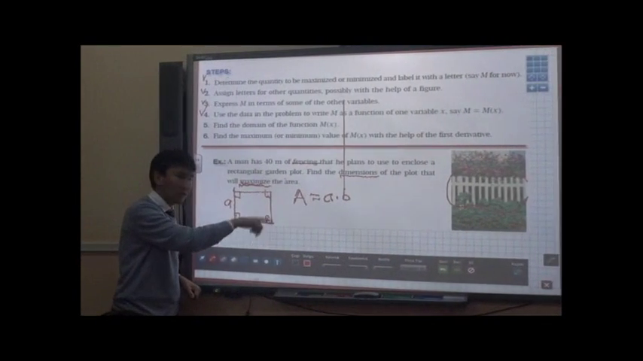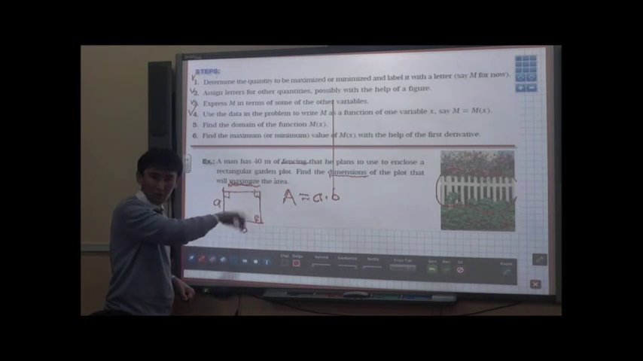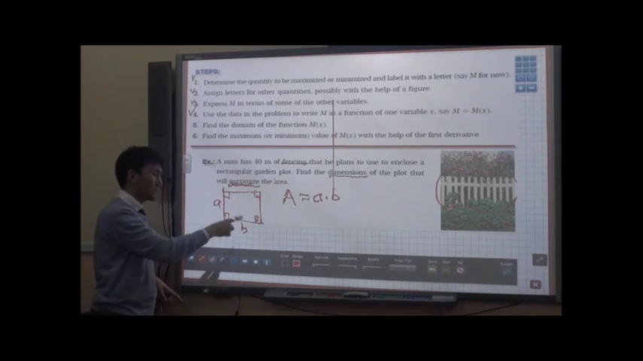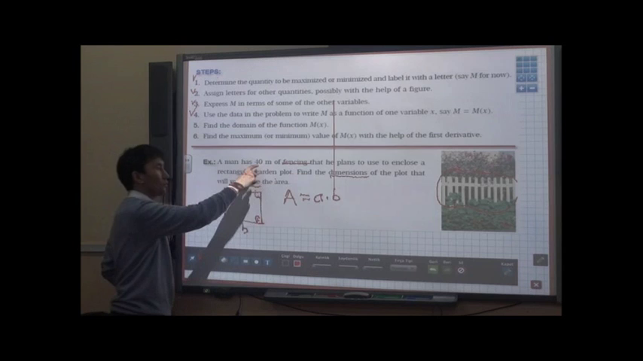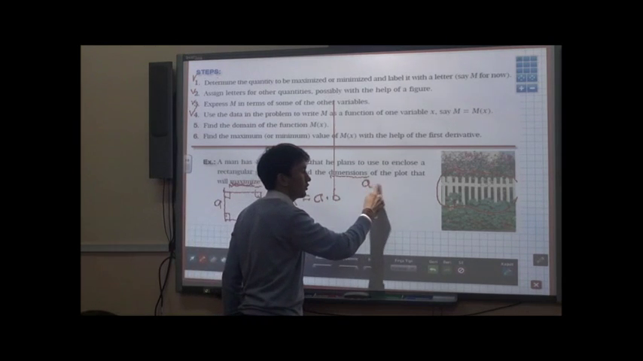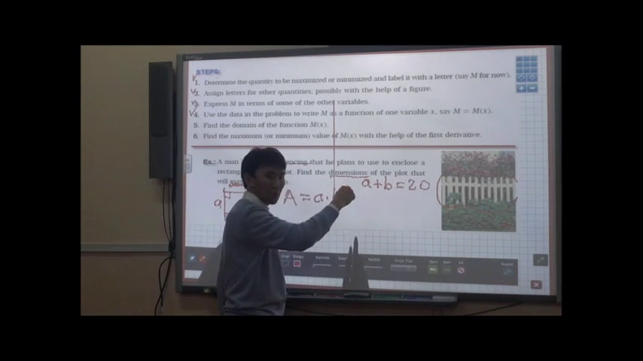What is the length in here? The whole length is the perimeter of the rectangle, yeah? How do you find the perimeter? A plus B times 2. It's equal to 40 meters. So A plus B is equal to 20. Yes, that's correct, 20. We will use this information.